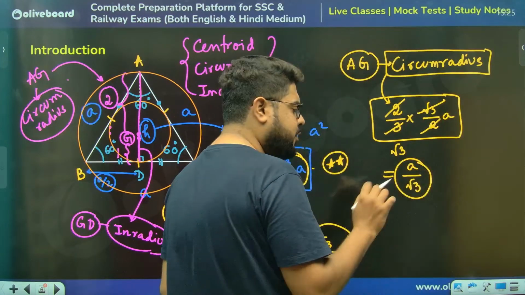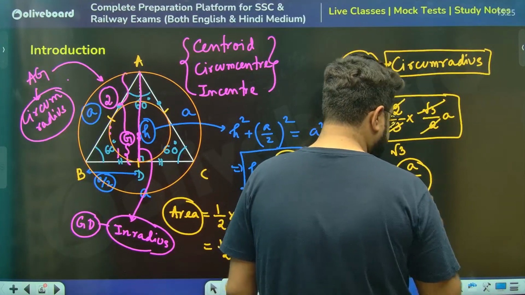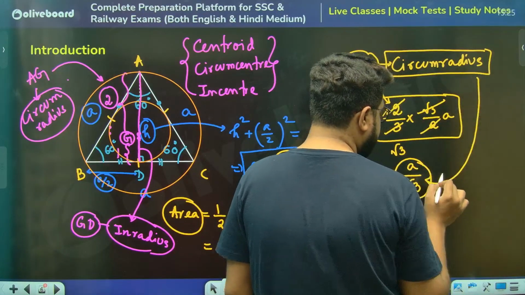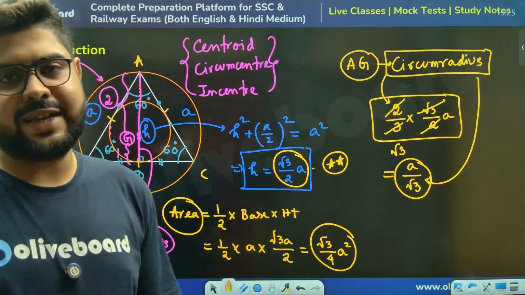If you are an advanced student, please remember this. This is the formula, or the direct value, of the circumradius of any equilateral triangle.